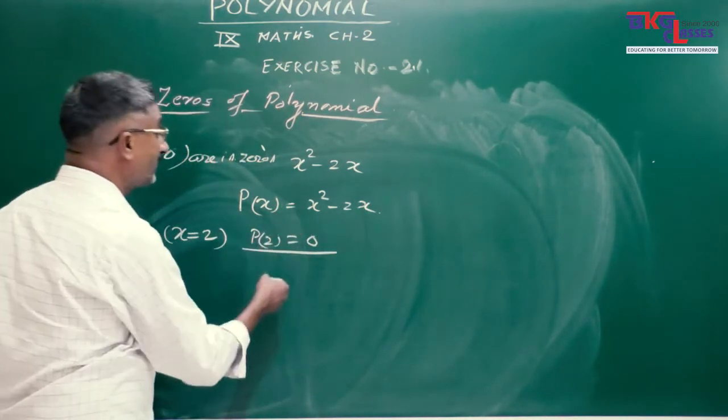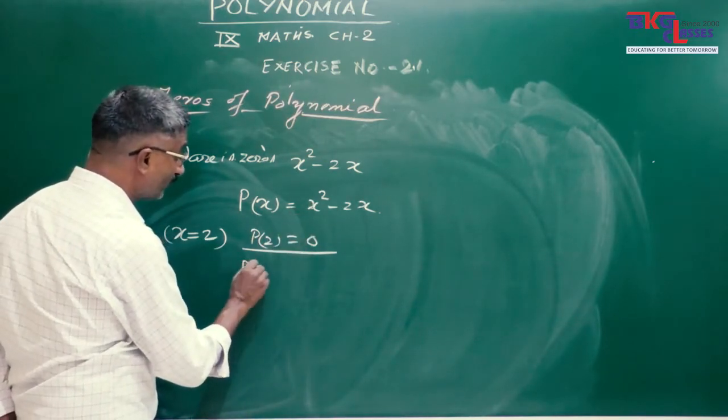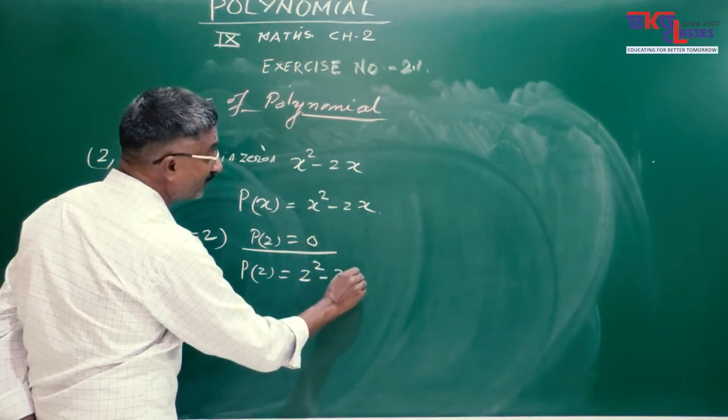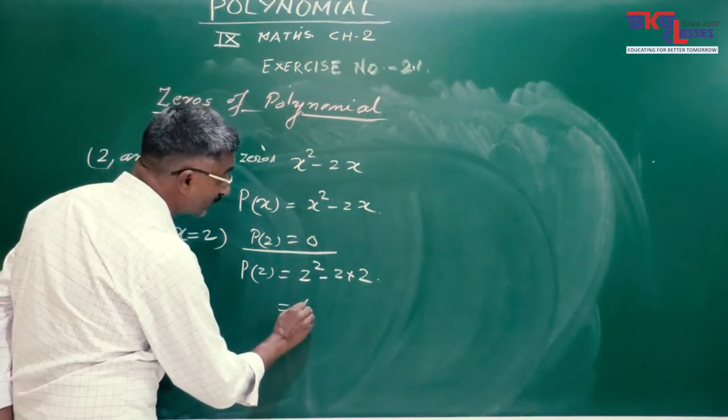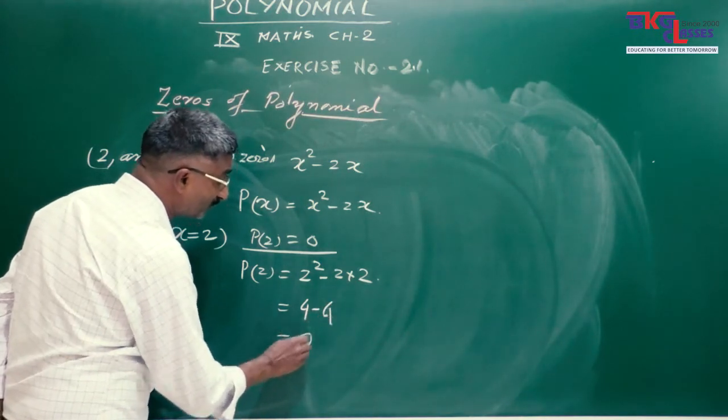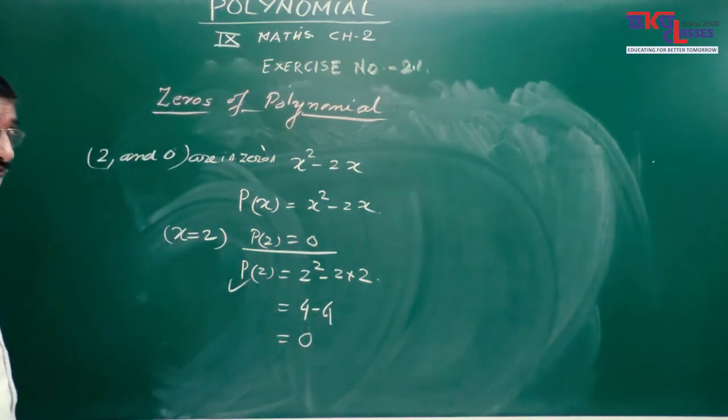If we get this value equal to 0, that means this is a zero of the equation. So I will substitute the value of x is equal to 2. So p of 2 is equal to 2 square minus 2 into 2. So 2 square is 4 minus 4. So this is equal to 0. So this is correct, 2 is a zero.